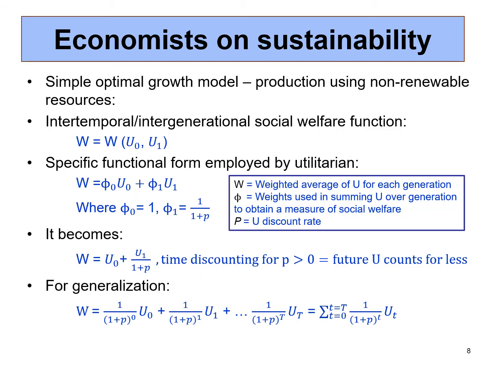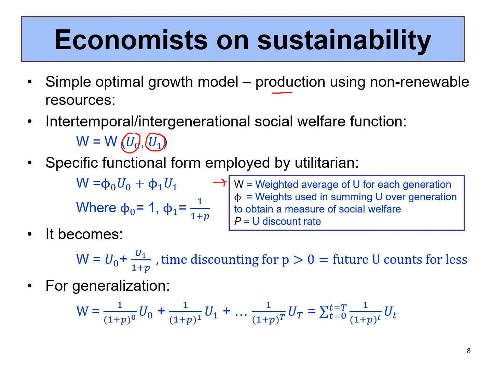Sustainability can be illustrated using a simple optimal growth model using production of non-renewable resources. Here we are talking about an intertemporal or intergenerational social welfare function. This is an example of a two-period problem, or we can say an example of two generations. So our welfare function is a function of the current utility, or utility of the current generation, as well as utility of the future generation. So what is this W? W is the weighted average of utility for each generation.